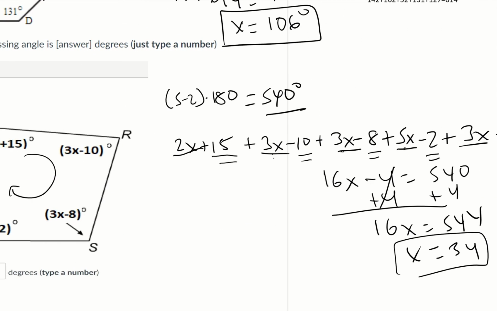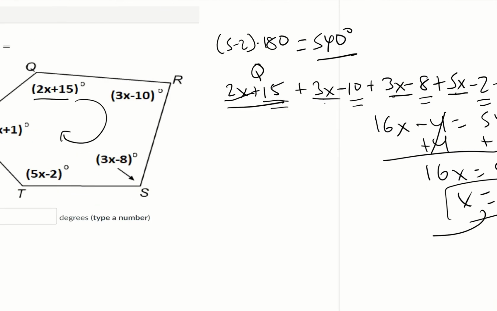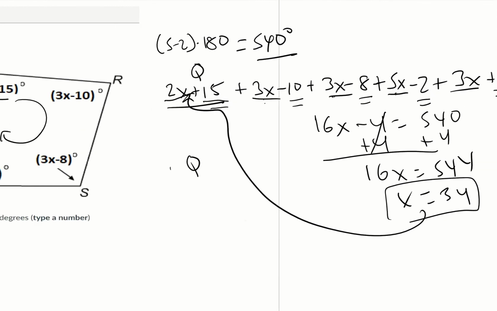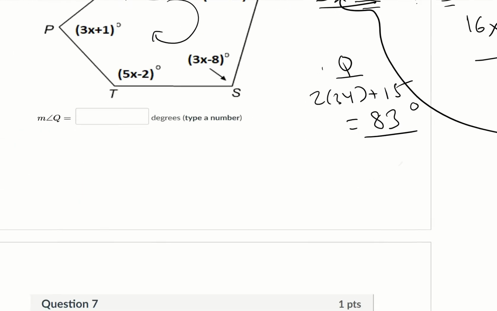And so that's x, and then we can plug in to get Q, because remember this right here is Q, so we can plug that in here. So to get Q, we just simply have to do 2 times 34 plus 15. 68 plus 15 is 83, so it should be about 83 degrees, if I did that math correctly.